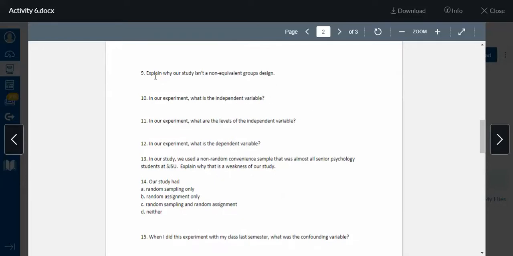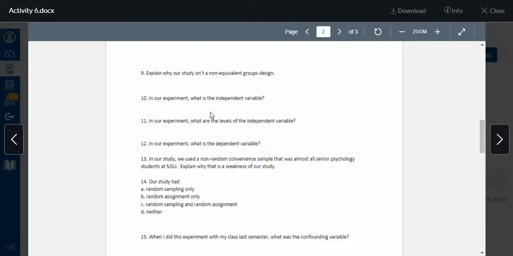So, explain why our study isn't a non-equivalent groups design. Well, go back to type lecture number 6 and review what a non-equivalent groups design is. And also remember that in the experiment we would have done in class, I was going to randomly assign students to group 1 or group 2. So just think about that, and then explain why it's not a non-equivalent groups design.